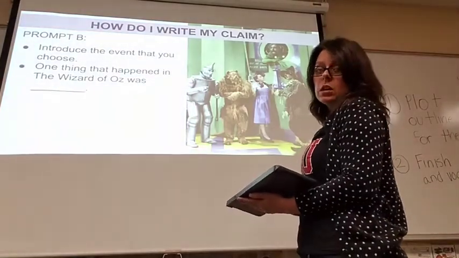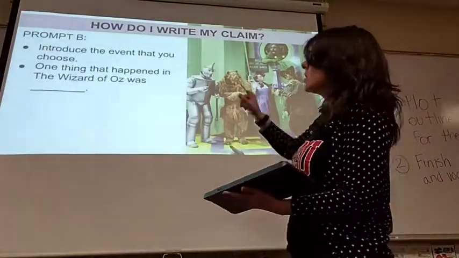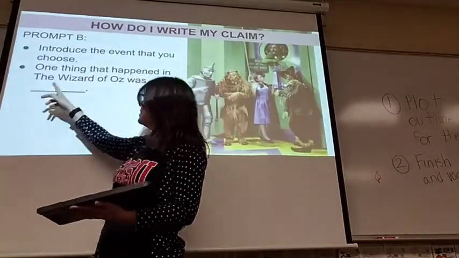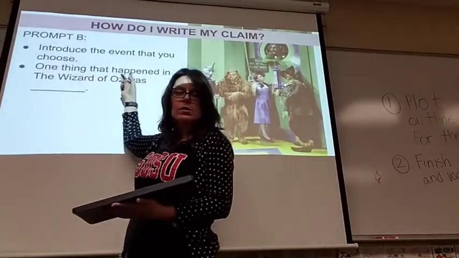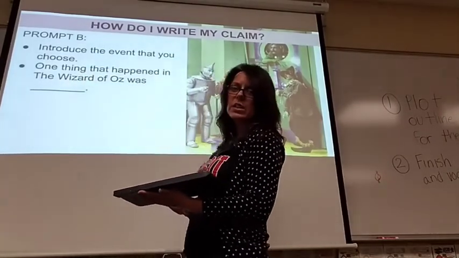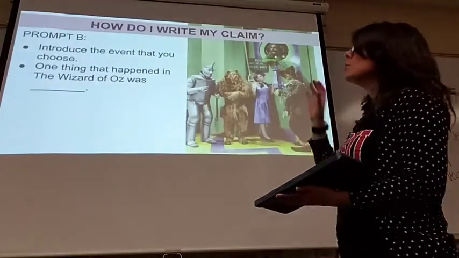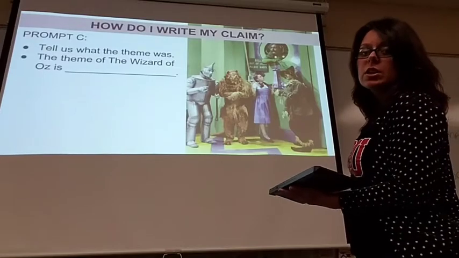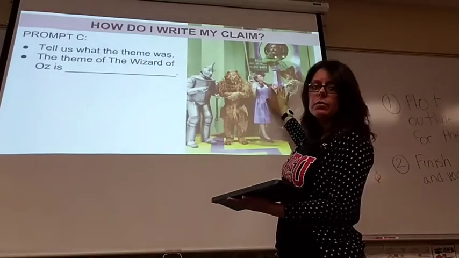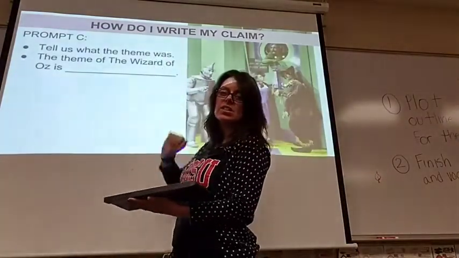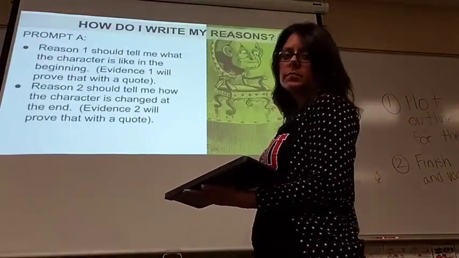So if you are going to talk about the scene with the poppies, then you would say one thing that happens in The Wizard of Oz was when Dorothy and her friends went to the poppy field. You would do that in your words, not mine. But that is generally what you would do if you did prompt B. Prompt C, you're just going to tell us what your theme is. The rest of your paragraph, after your claim, will go into details. Here, you're just telling us the theme by itself.